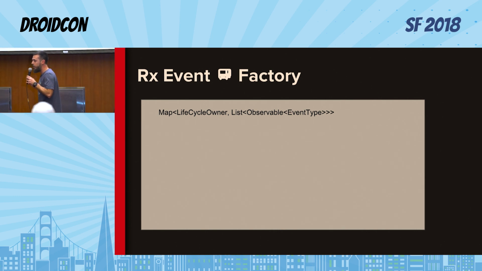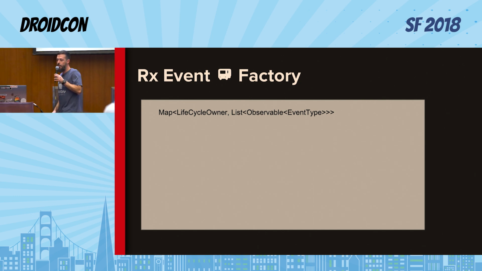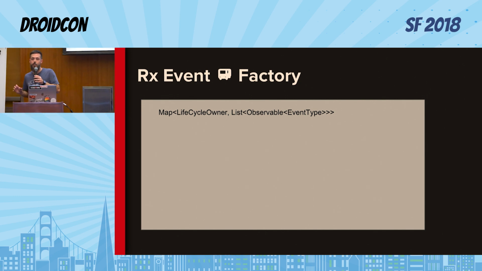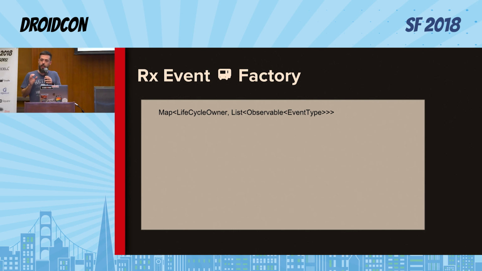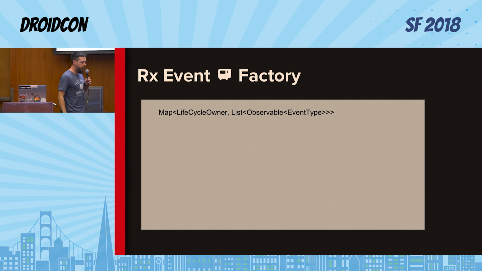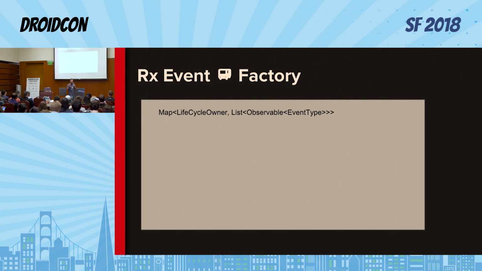What we did is we created a class called RxEventFactory. This class has a map of lifecycle owners and a list of observables, a list of buses that will be used for that lifecycle owner. And this is the class that will be lifecycle aware and avoid sending events if that lifecycle says that the fragment is gone, or if the activity is not valid anymore. So you eliminate all the problems where you need to check whether the fragment is still valid, otherwise it's going to crash if you try to do something. So this Rx event bus factory will take care of that.